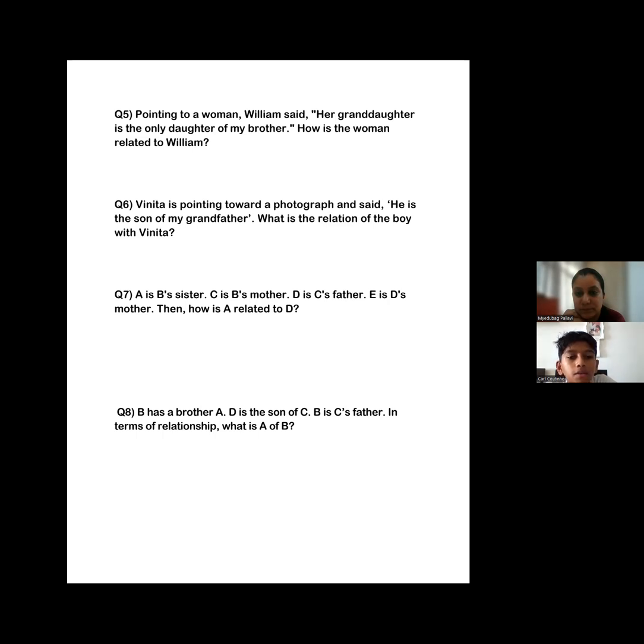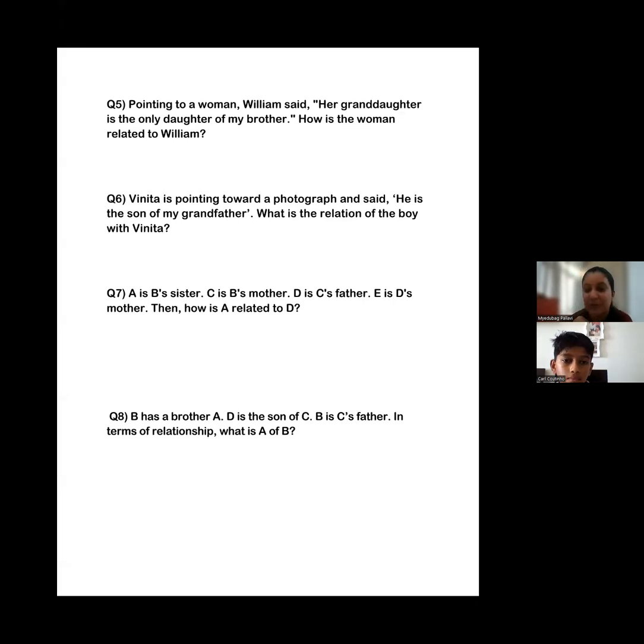The woman is the mother of William. Yes, that's correct. Very good. You found it correctly. The woman will be the mother of William. I thought you'd find it confusing, but you found it correctly. So her granddaughter is the only daughter of my brother. So only daughter of my brother, that will be the niece of William.